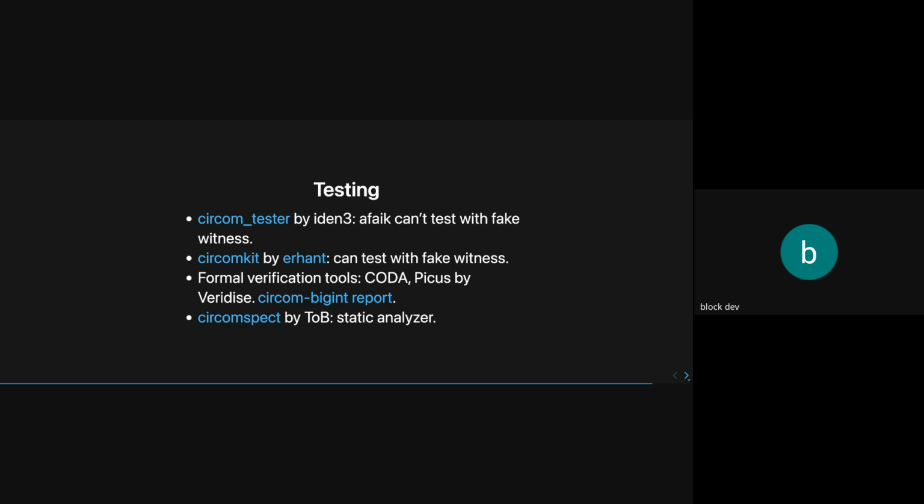After that, there's Circomspect by Trail of Bits, which is a static analyzer. If you've heard of Slither, it's something similar to that, where they don't run the circuits, but they have a set of rules that they run the circuits through. So it may be able to identify under-constrained signals and so on. So yeah, that's all in testing.